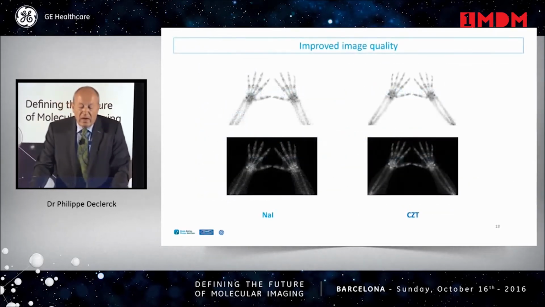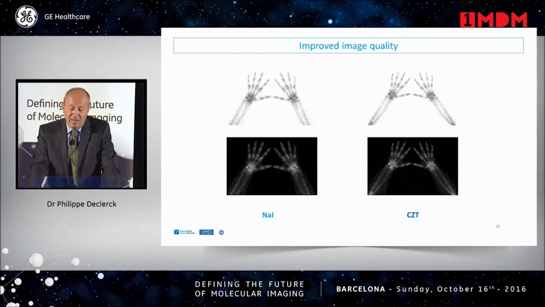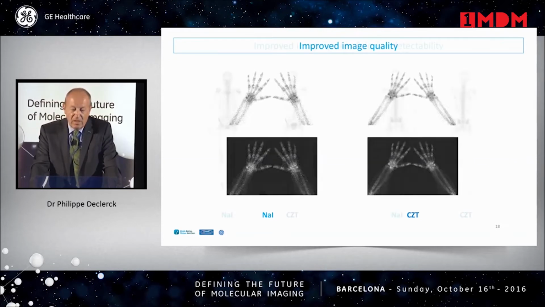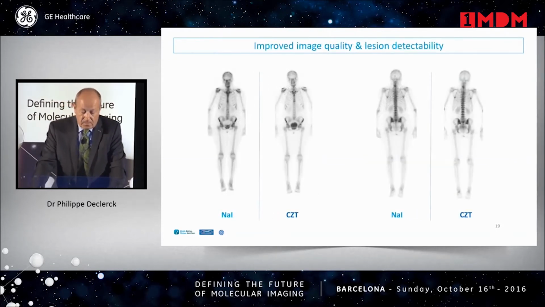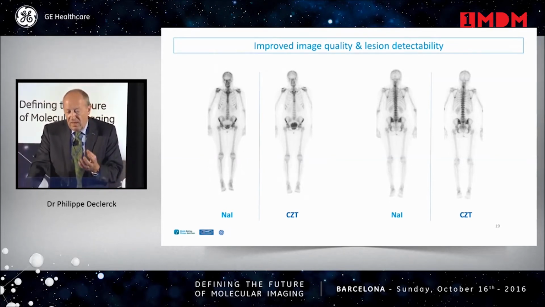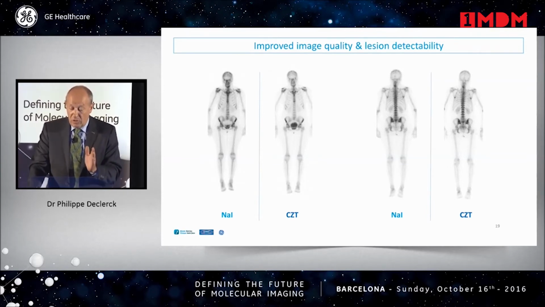So, image quality. Static image of the hands, photomultiplier on the left side and CZT technology on the right side. What you see is that you have a sharper image and small lesions, like you can see in the wrist, appear better than on the NaI system. Same for total body scan, anterior view and posterior view, NaI and CZT. And you see that on the CZT, the image is sharper. Same patient, same acquisition time.